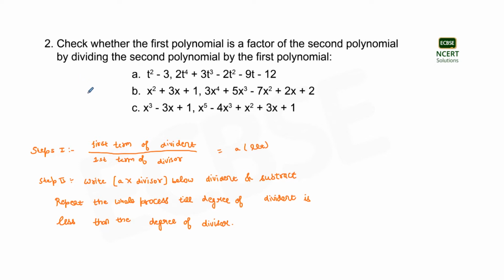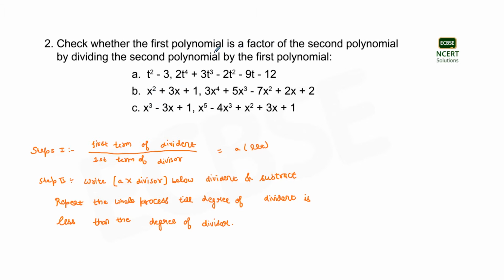Students, so here we are with question 2 of Exercise 2.3 of the chapter Polynomials. The question is: check whether the first polynomial is a factor of the second polynomial by dividing the second polynomial by the first polynomial. The two polynomials have been provided in parts A, B and C respectively.